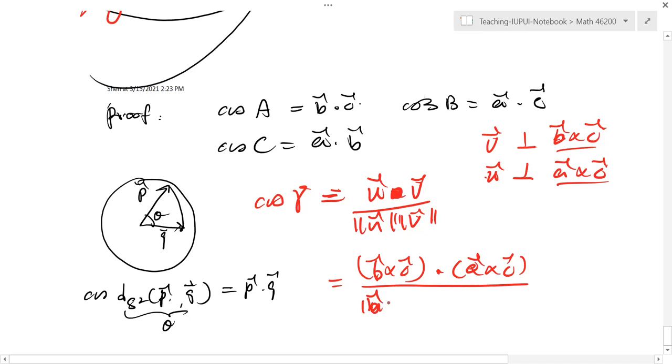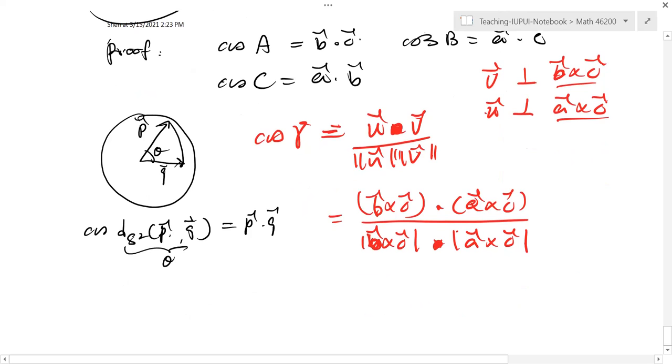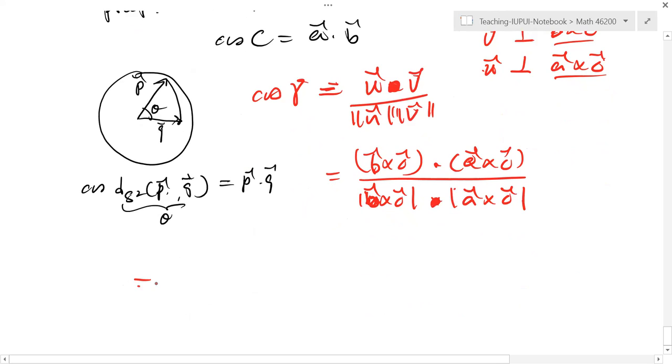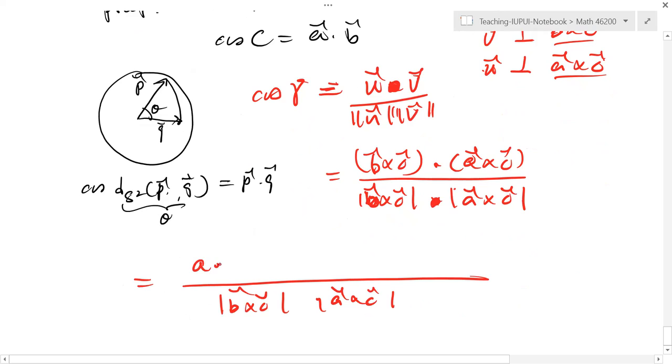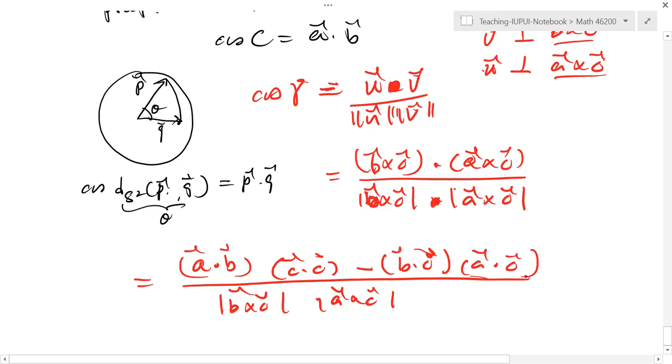Okay. This is a key point, the transfer. Okay, that's a key point. Okay, then you multiply this out, and you will get this is still A cross C, and here is A dot B, and C dot C minus B dot C. And this is from linear algebra, so A dot C.